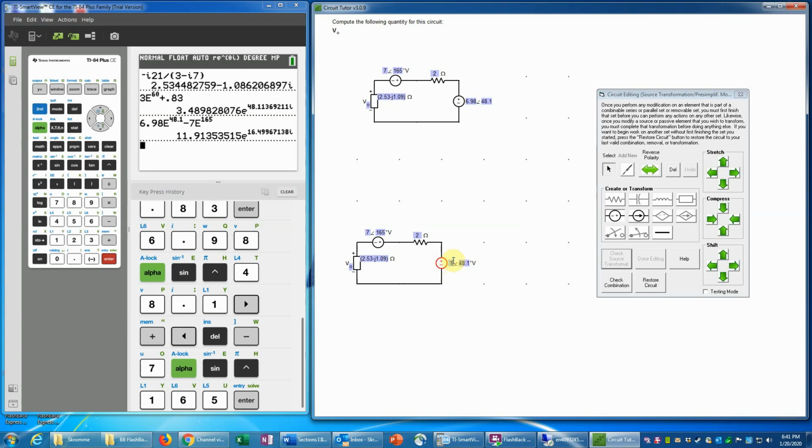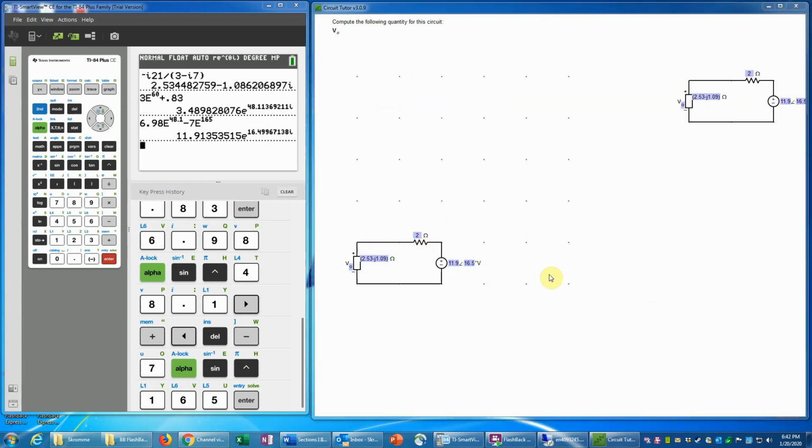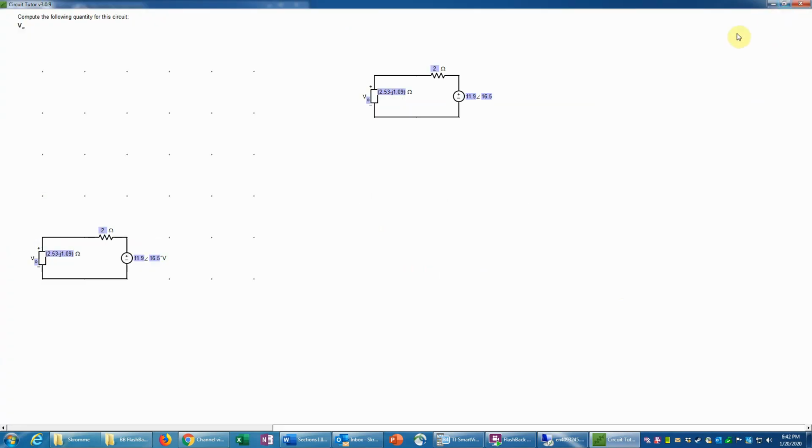So we have 11.91. And then the phase angle there is 16.5 degrees. And then this one, importantly, we need to change that to a short so that we basically transfer its voltage into this. And now we can check that combination. And that is correct. And so now, basically, we're done with that.